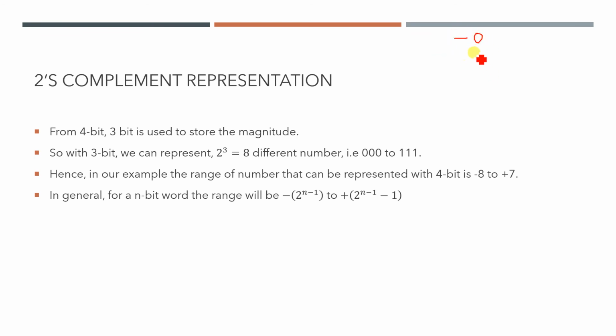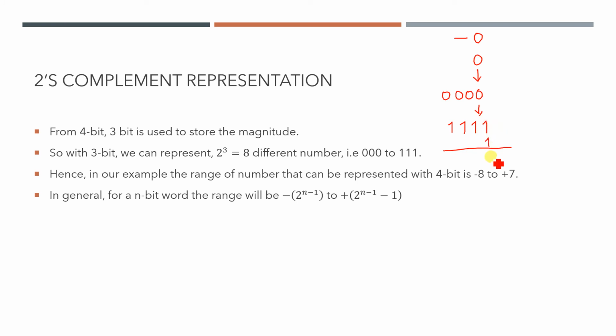If the given number is minus 0, first of all you convert the 0 into its binary equivalent, which is nothing but 0. You have to make it 4 bit by putting 3 zeros over here. Then you have to convert it into ones complement. So ones complement becomes 1 1 1 1. Now you have to add 1 to it to make it the 2's complement.